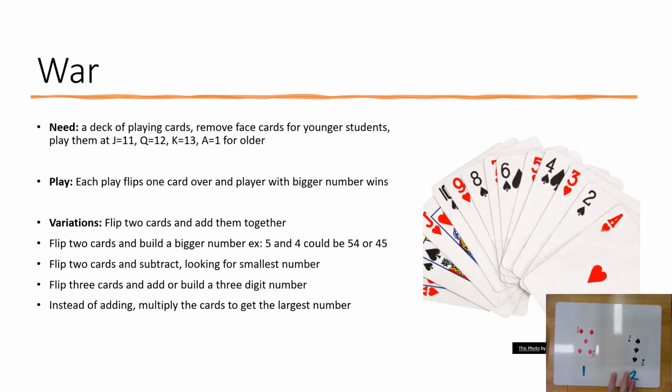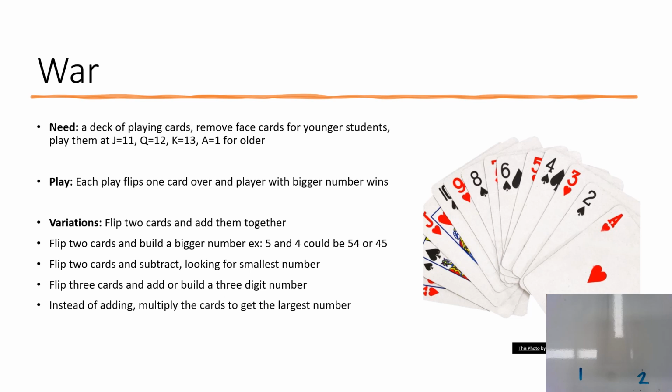This is great for our younger learners who are just kind of coming to terms with what the numbers mean. So 5 beats 3. I get to keep the cards because I am player 1 and I won. Do it again. Okay, this time player 2 wins because 9 is greater than 4.